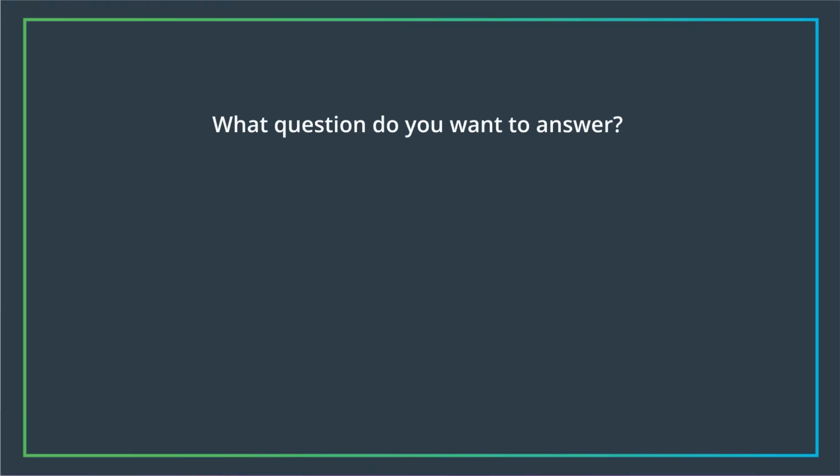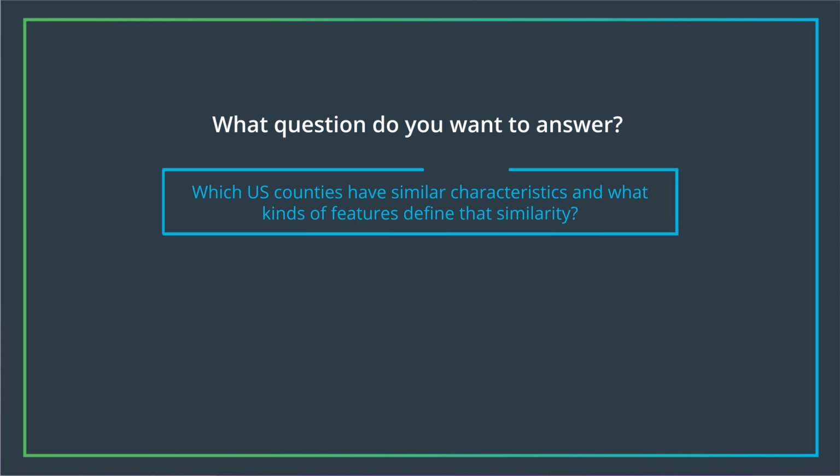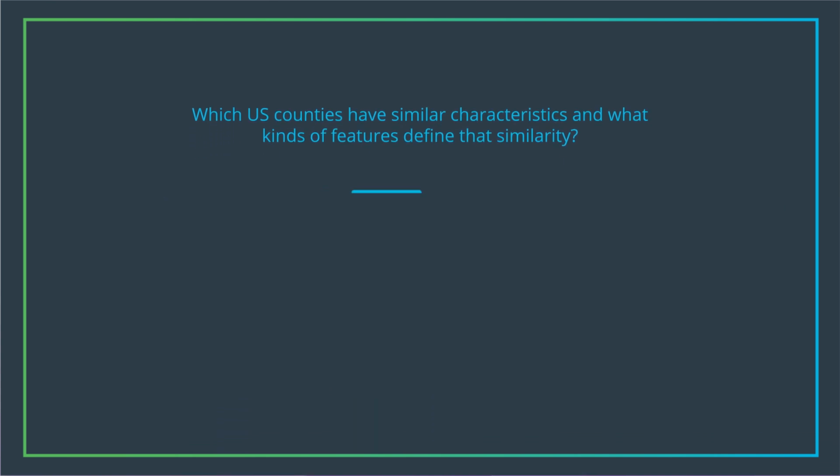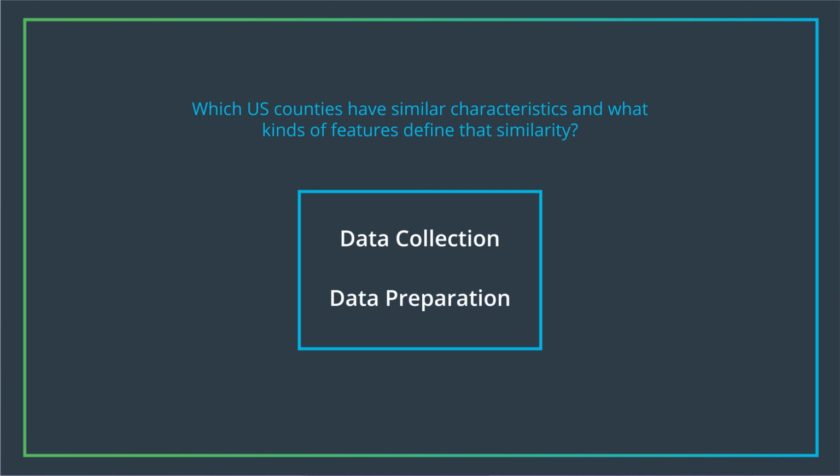In our industry, often the most challenging step is the first one, figuring out what business question you want to answer. In this lesson, we gave you an example: which US counties have similar characteristics, and what kinds of features define that similarity? Not all questions need machine learning to be answered, but for those that do, you'll need to collect and prepare relevant data.